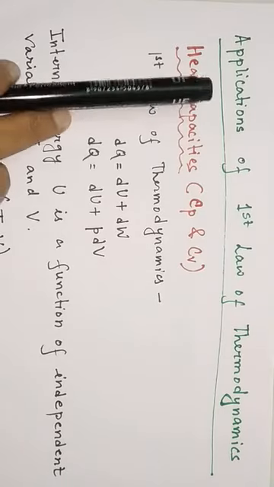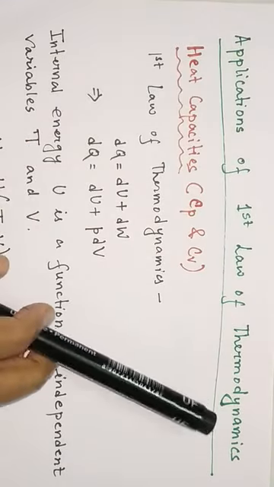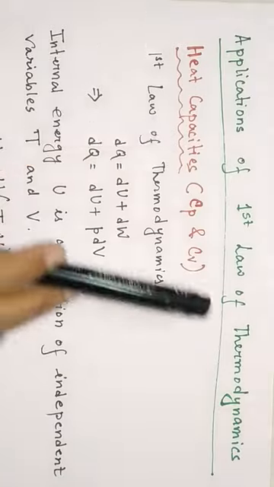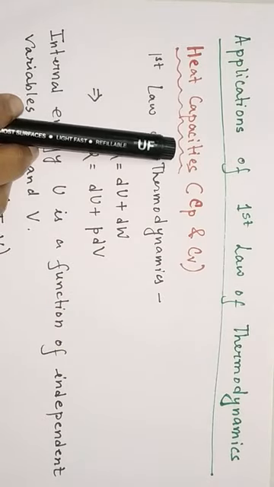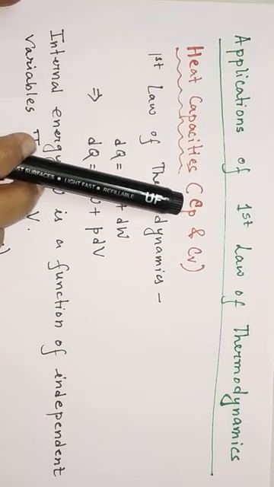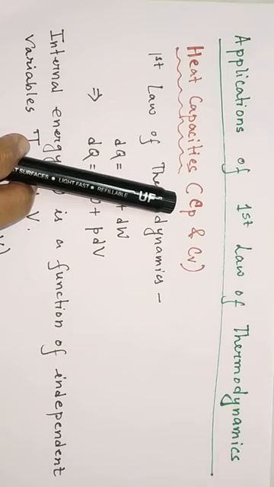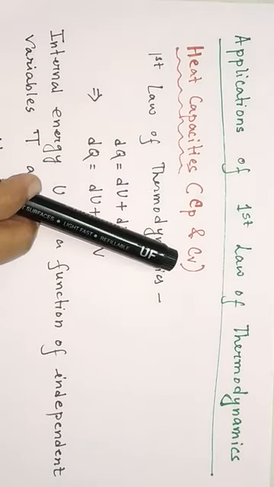So now we'll discuss the application of the first law of thermodynamics. The first law of thermodynamics can be used to find the heat capacities of some gaseous system. Heat capacities are Cp and Cv. Cp is the specific heat capacity at constant pressure and Cv is the specific heat capacity at constant volume.